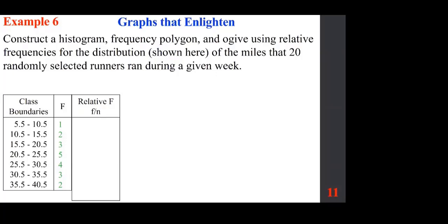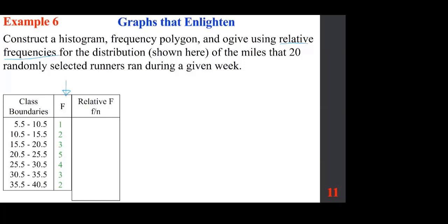In order to come up with the histogram, remember, you know how to do that. And we have the boundaries. For example, the first one is 5.5 to 10.5. The frequency is 1, so the height is 1, and so on and so forth. We want to come up with that using relative frequency. If we wanted to come up with the histogram using the frequencies, we would use the second column. Now we are told to use the relative frequency.